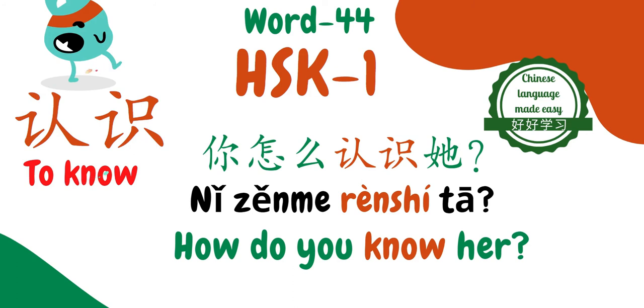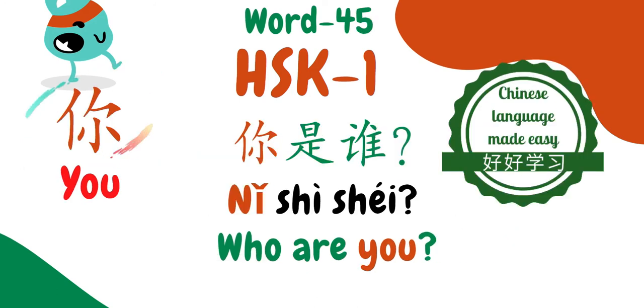So 你怎么认识她？ How do you know her? Okay, proceeding to the word number 45. 你, we often use this one and you are very familiar with this word now. It means you. 你是谁？ Who are you? 你 means you. 是 is a verb to be, means is.